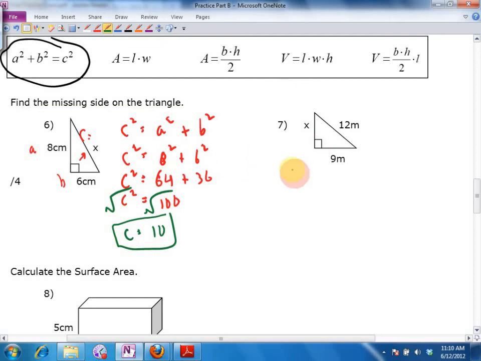Let's put this down here. So 12, ABC. Which is ABC? Bailey, tell me ABC here. Which is which? Thank you. So we're going to do a squared plus b squared equals c squared. I'm looking for b, so I'm going to put it on the left-hand side. So that's why I leave it like that. So 9 squared plus x squared equals 12 squared. 81 plus x squared equals 144.